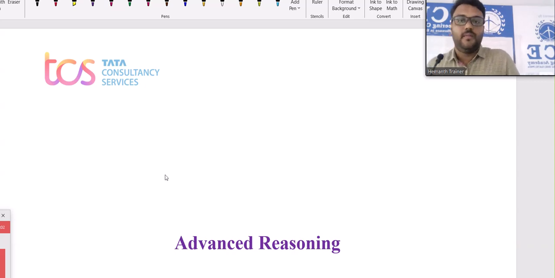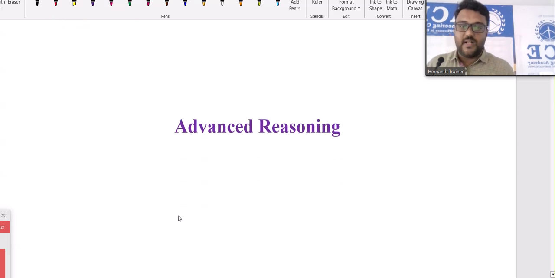Fine. So in the previous session we discussed the foundation round, or the basic round, related to quant and reasoning. Now let's see what type of questions they are asking in the advanced round, and what level the questions are like. Advanced quant and advanced reasoning both we'll discuss. So let's see this advanced reasoning.